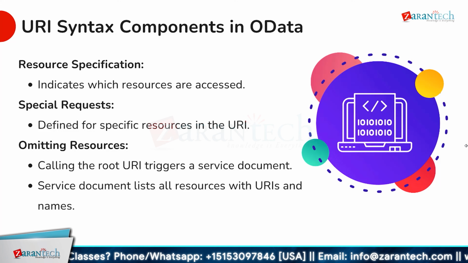If you omit resources in your request and just call the root URI, you'll receive what's called a service document. This document acts like a guide or index, listing all the available resources, complete with their URIs and names, so you can know exactly what's available to query. This approach ensures you have a clear path to interact with different data sets efficiently, making it easier to retrieve the information you need from the service.